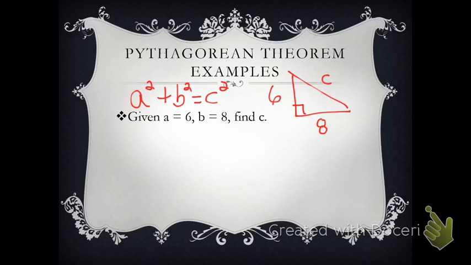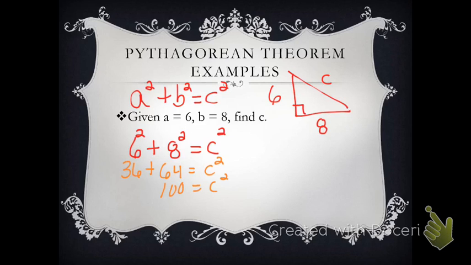So I'm going to plug in the values that I have. The A value is 6, the B value is 8, and I don't know C. I'm going to be solving for C. So when I solve an equation, my first steps are to simplify what I can first. So I can do 6 squared is 36, and I can do 8 squared is 64. And then I can combine my like terms, and I end up with 100 equals c squared.